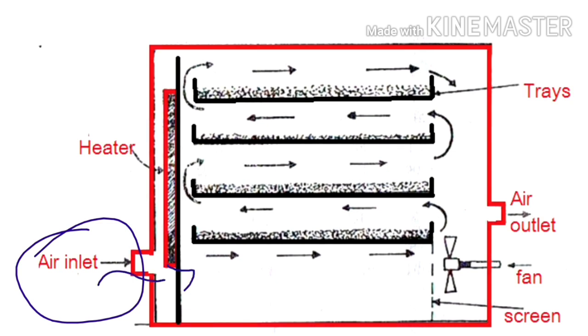Inside the drying chamber, there will be a suitable heating mechanism. Here you can see the heater. So we get hot air. This hot air is circulated by means of a fan. This hot air is passed through the substances which are present inside the trays with the help of a fan at a rate of 2 to 5 meter per second. So this hot air carries the water.